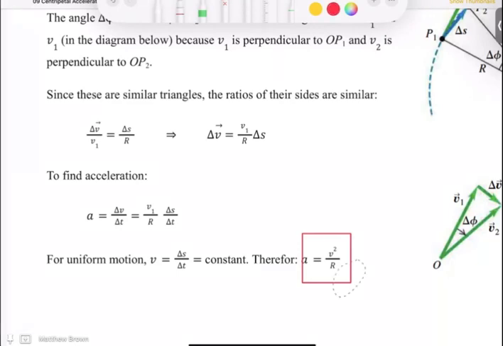which is that the centripetal acceleration is just V squared over R.